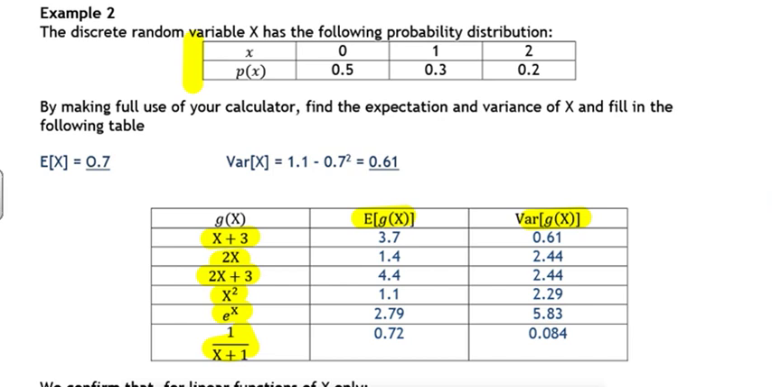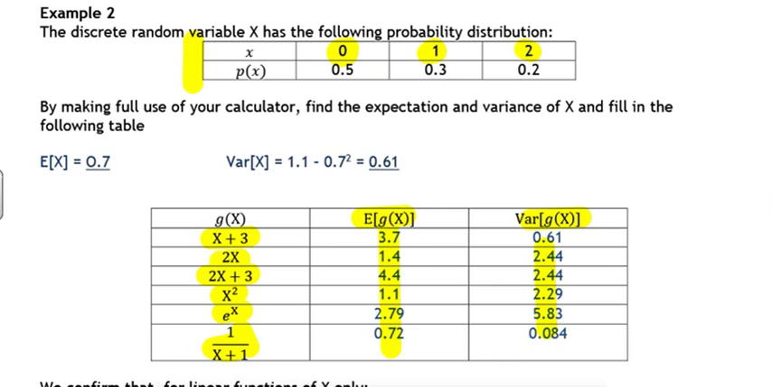So in each case, work out what g of x would be for 1, 0, 1, and 2, and multiply it by the probability. These have been filled in for us here. So we've got our values in our tables filled in for both the expectation and the variance.